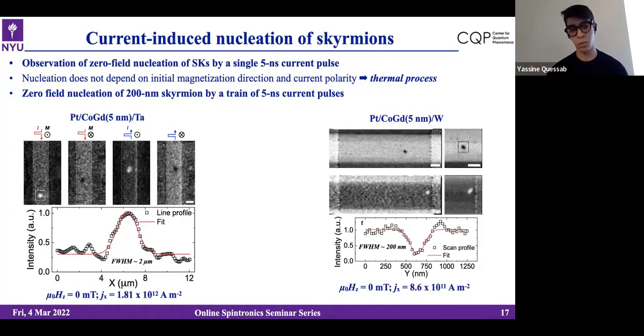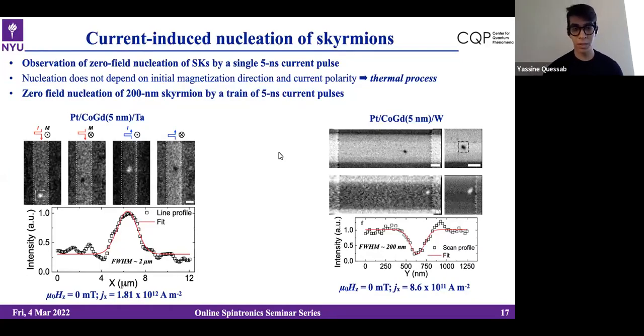So what are the differences between these two experiments? On the left side, it was done in the polar MOKE microscope with a single 5 nanosecond current pulse, and that leads to larger skyrmions of about 2 micron radius. Interestingly, these skyrmions had a very low lifetime of a few seconds to a few minutes. On the other hand, the skyrmions that we nucleated and imaged by scanning transmission X-ray microscopy had a much larger lifetime of more than 12 hours. And this nucleation was done by sending 100 5 nanosecond current pulses.